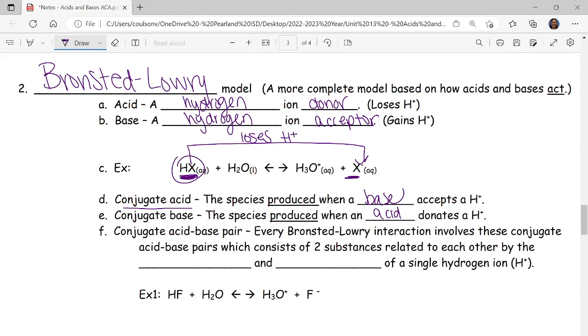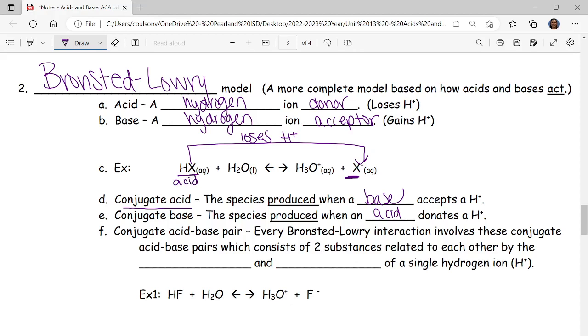So what type of thing loses a hydrogen ion? Acid, base, conjugate acid, or conjugate base? So basically I'm asking, what is this? How would we label it? Is it going to be your acid or your base? If it loses hydrogen, acid, good.